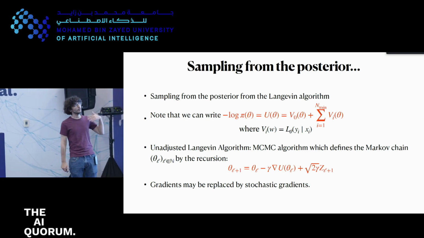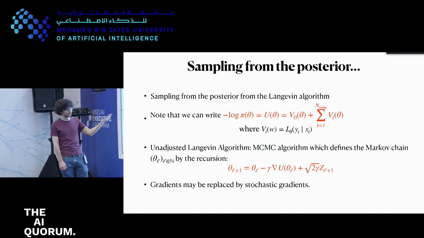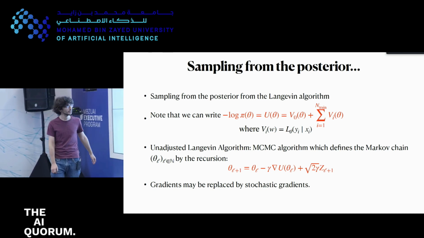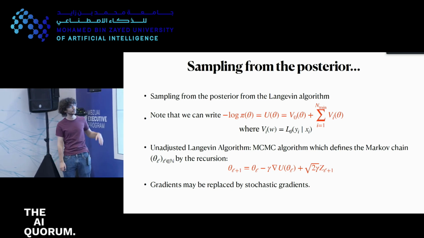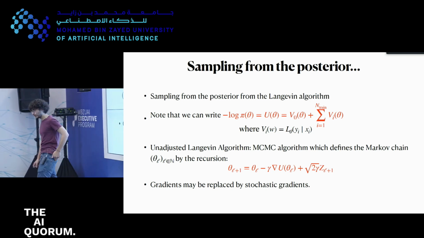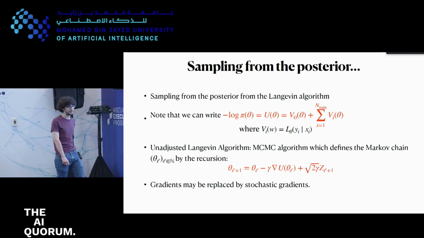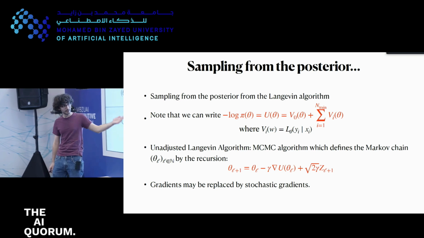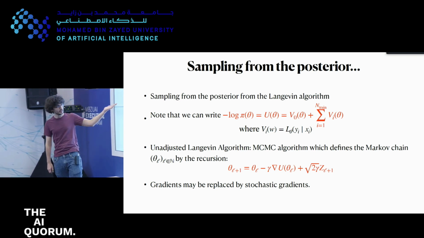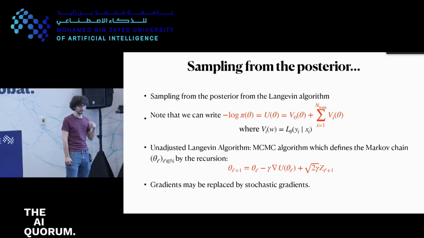Now, based on this notation, I can introduce the Langevin algorithm, to try to get approximate samples from this posterior. I define a Markov chain as theta_{l+1} equals theta_l minus gamma gradient U(theta_l) plus the square root of 2 gamma Z_{l+1}. Here gamma is my step size.